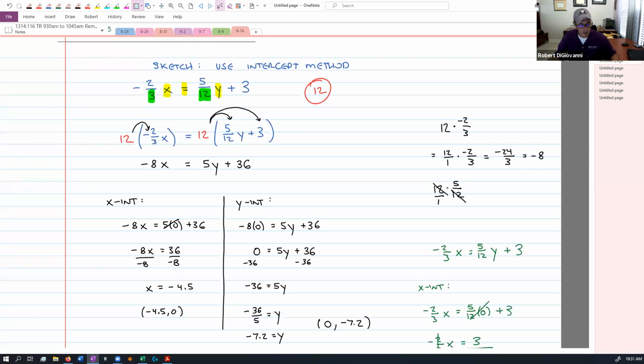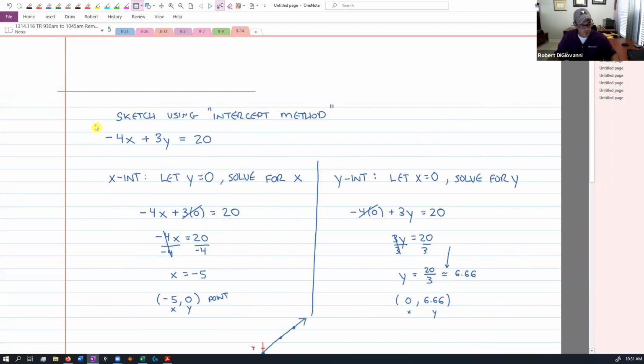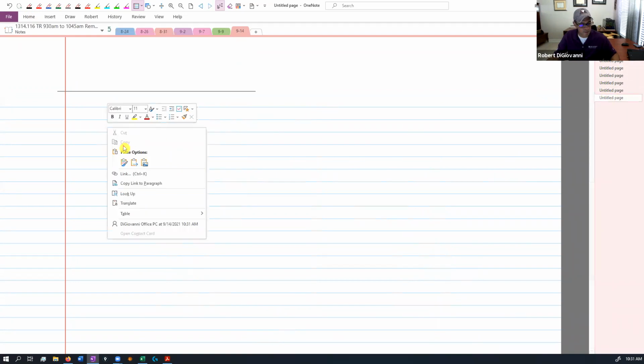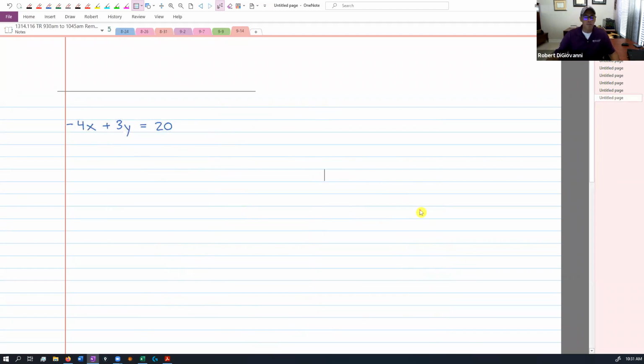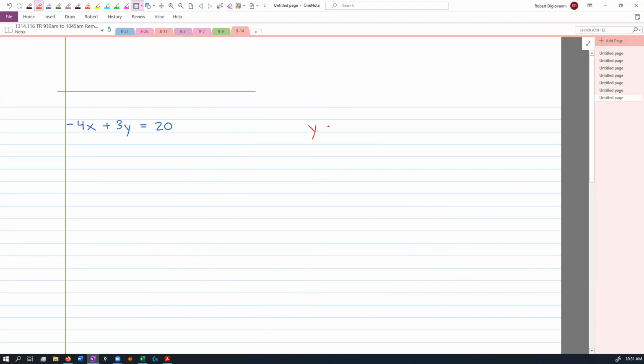Let's start with one of the first problems we did today. How about this one? Let's see, is this method good for this or not? Well, it's obviously not in the correct form. Wouldn't you all agree? Do you just transfer over the 4, -4, and make it a positive or something like that?